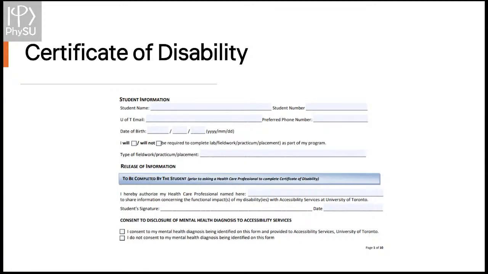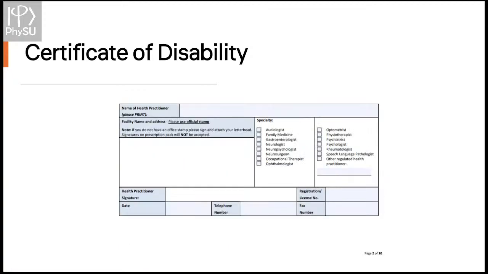Now, this is the second page, and your doctor will have to fill out the rest of the form. Depending on whether you go to your family doctor, your psychiatrist, your neurologist, whatever the case may be, they will fill out their specialty. And this is a pretty important part because you can't just go to any healthcare professional. You have to go to somebody who's familiar with your disability.